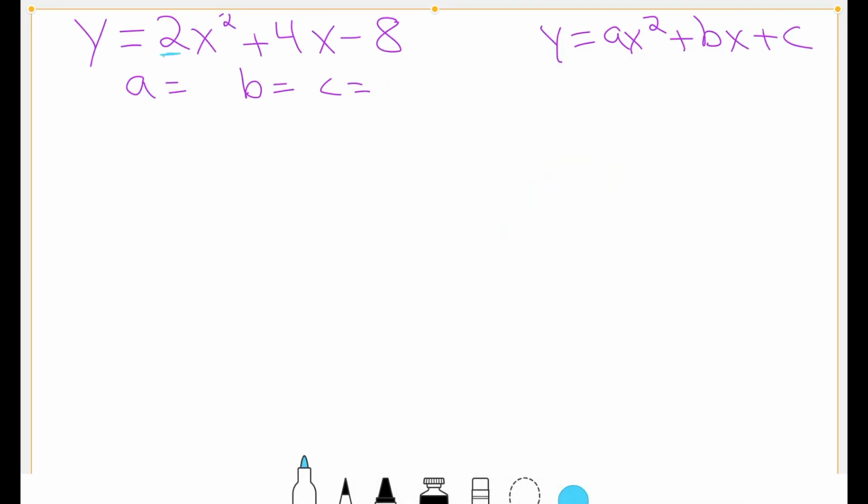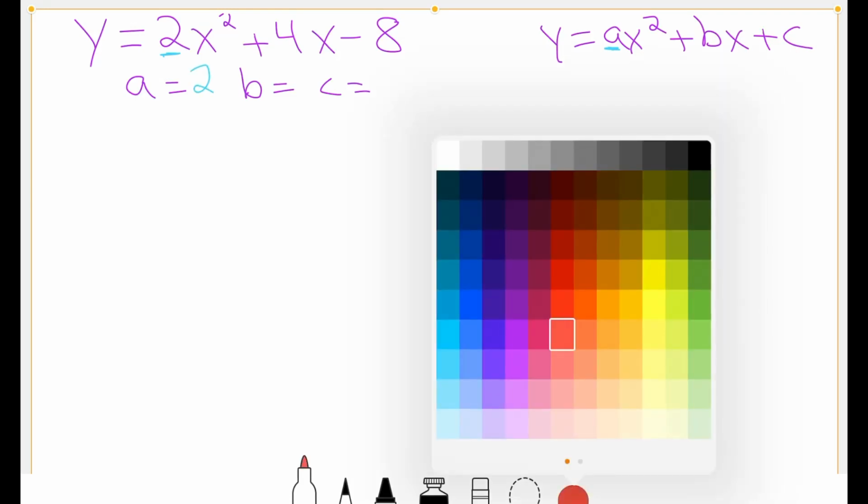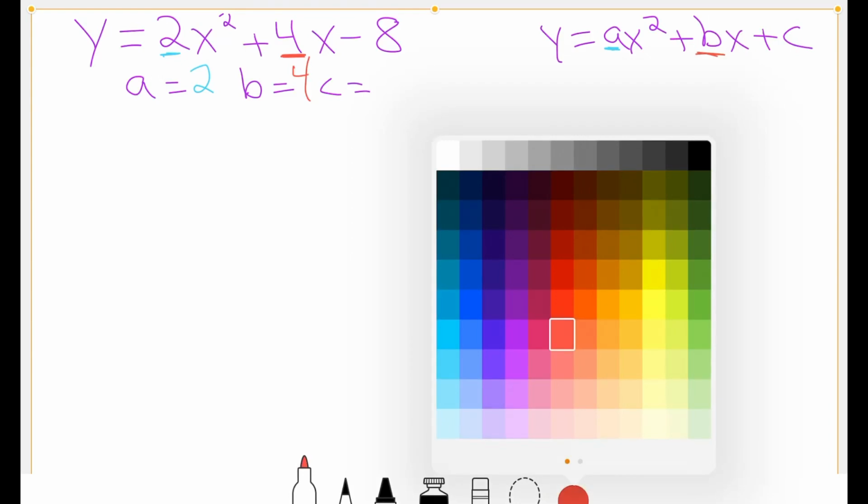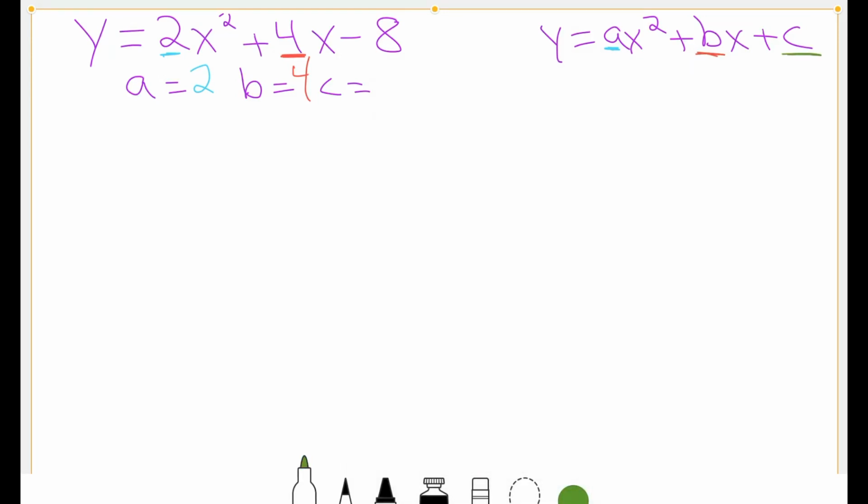So our a is going to be 2 in this case. Our b is going to be 4 in this case. And our c, that's too close, let's do green. And our c, well, in our typical standard form, it's plus c. Well, in this case, there's a negative, so we're going to include that negative when identifying our c. So our a is 2.